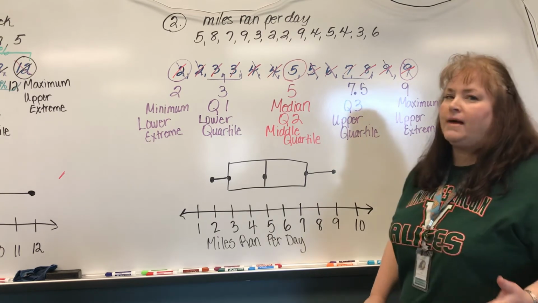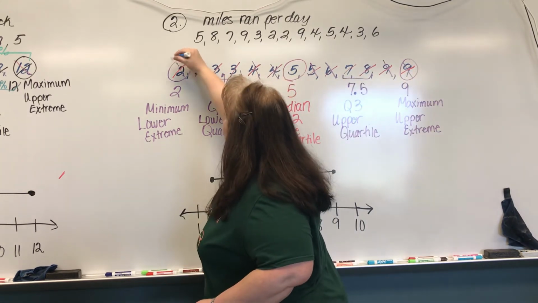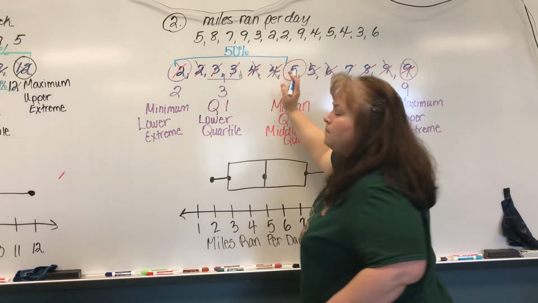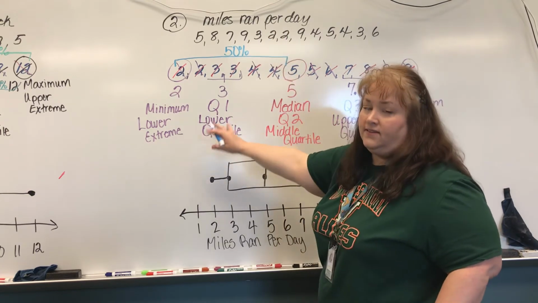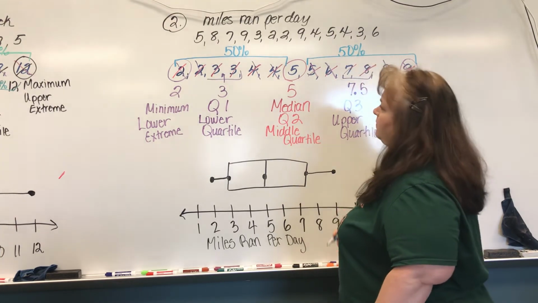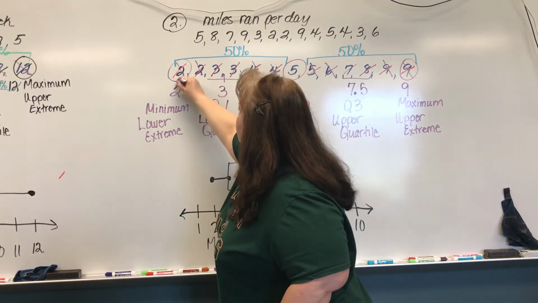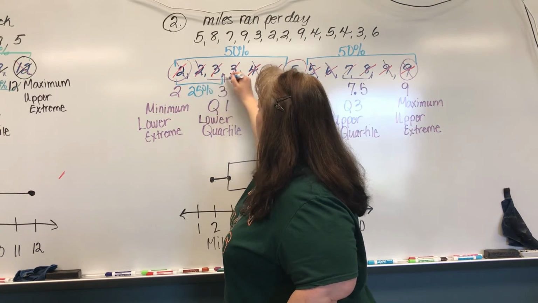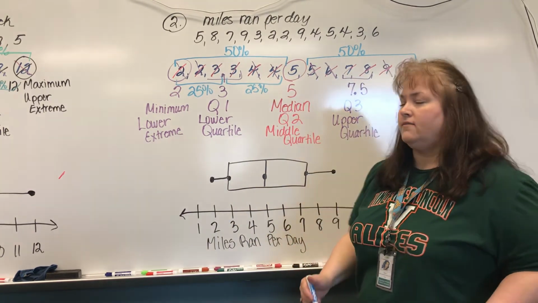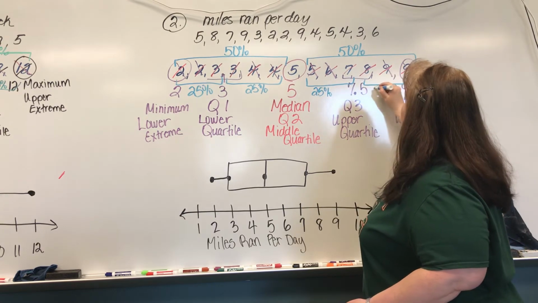So let's talk about those percents again because that's really important. So on our percents, from 2 to the 5, that's 50% of your data. We found the median, which divides our data in half. So 50% on the bottom, 50% on the top. And then we took each 50% and found its median. So we divided it into 25% and 25%. Then we did that same thing with the upper section of our data, so we divided it into 25% and 25%.